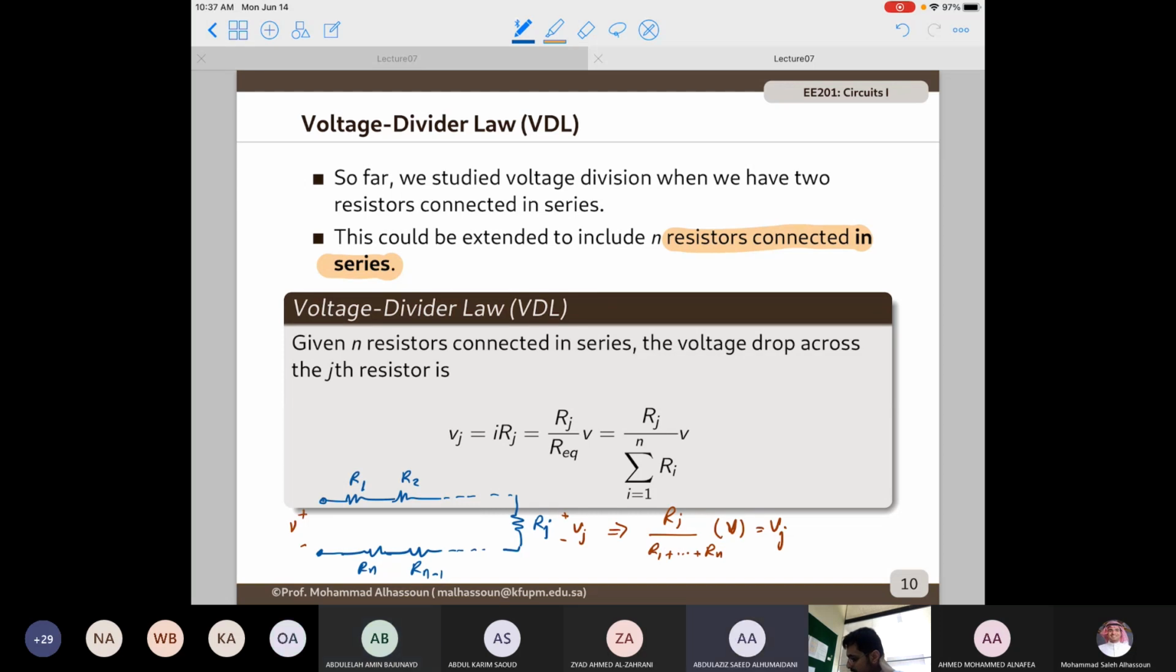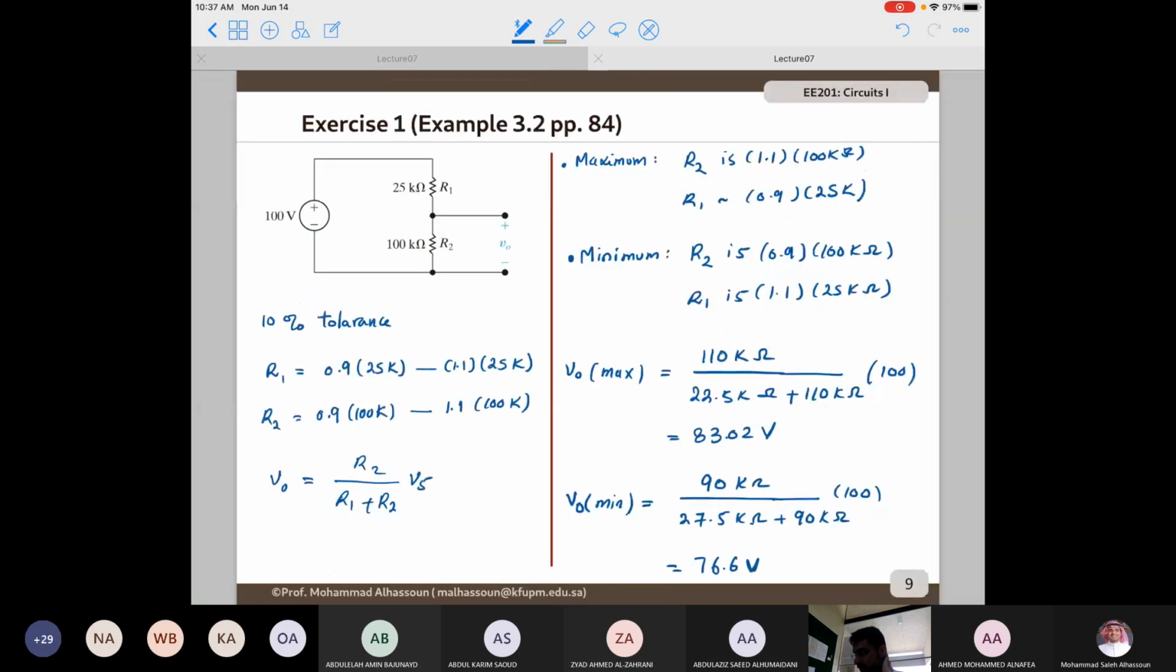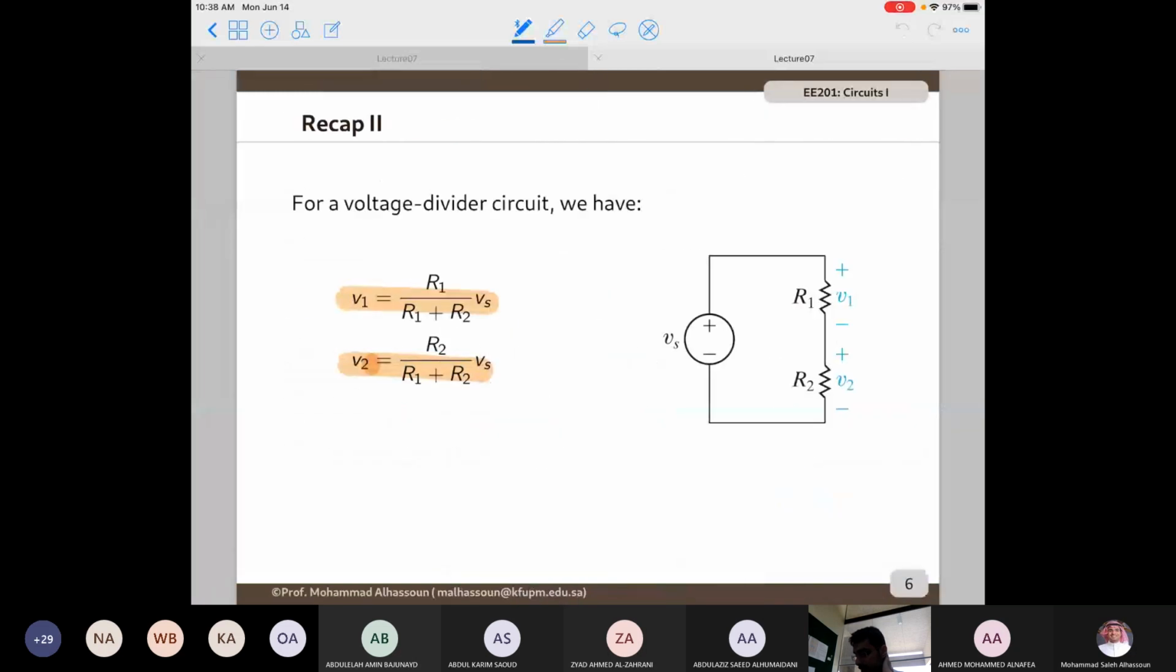Yes, Doctor. So Rj and R1 and the remaining resistors are connected in series or parallel? No, series. They have to be in series. If they are in parallel, it means that they have the same voltage. So why did we put Rj in the numerator? Because we're interested in finding the voltage across Rj here. And it's included also in the denominator? Yes, Rj over the equivalent R. If n equals 2, then we go back to the original formula that we derived, R1 plus R2.